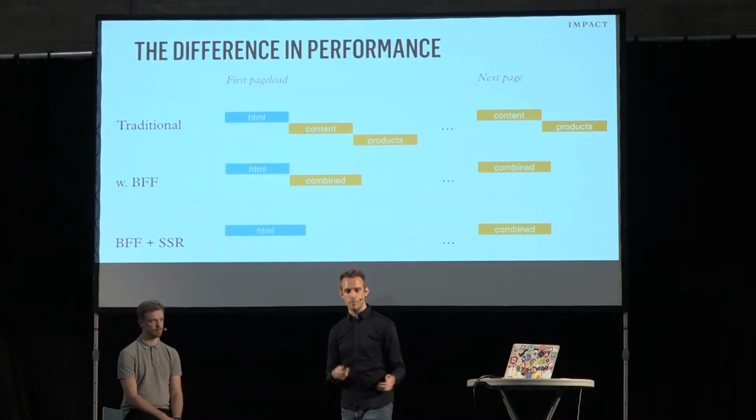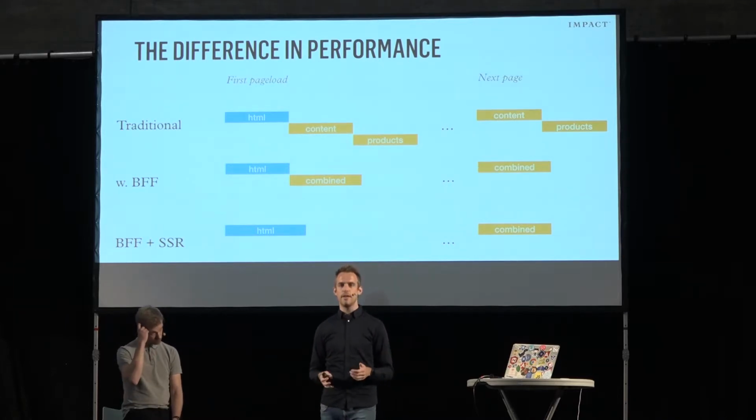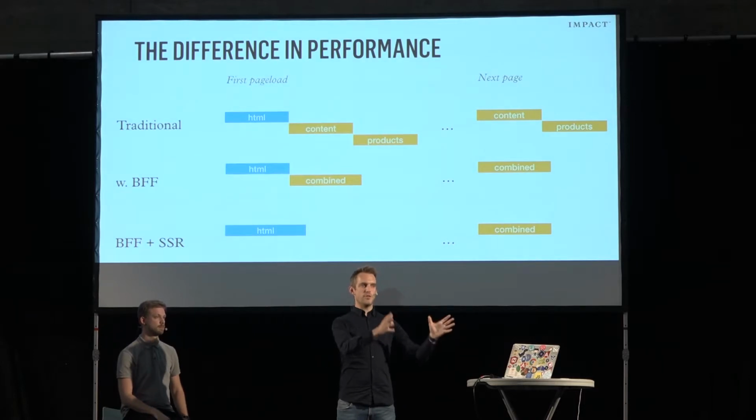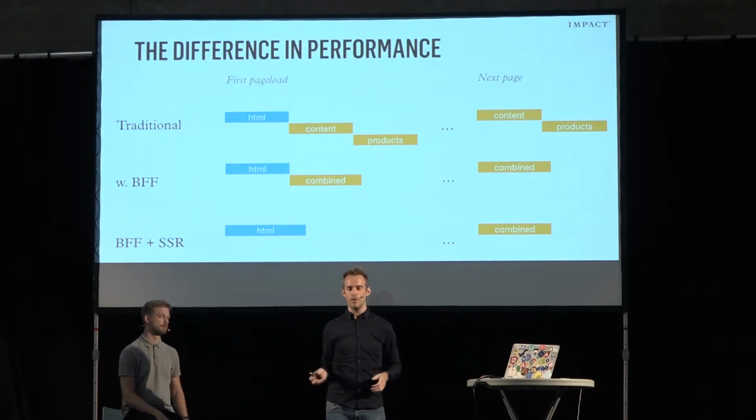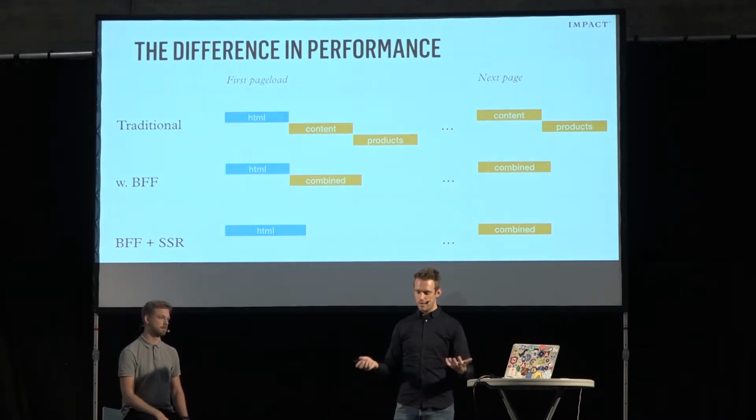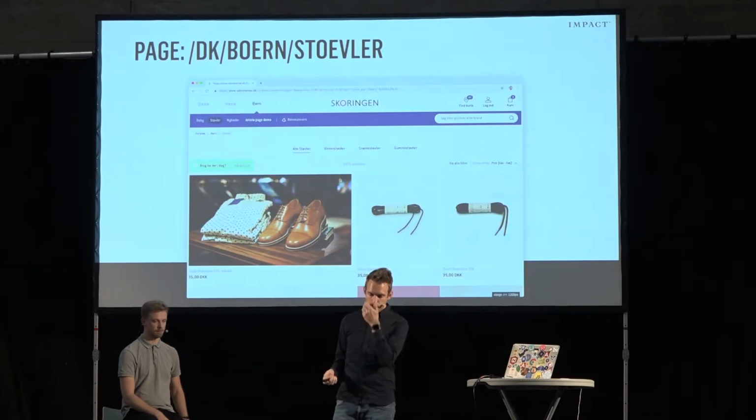So it's a really nice experience this way, and the BFF pattern not only gives us an architectural thing, where we can have backend-for-frontends, one for the app and one for the mobile side and one for everything else. It also gives us a performance gain that we really like.